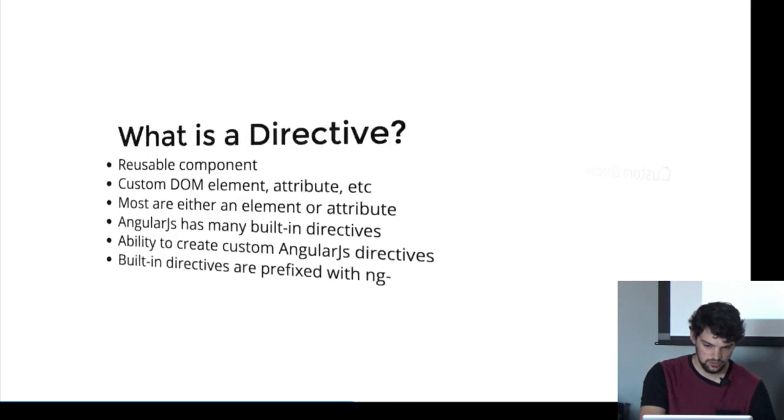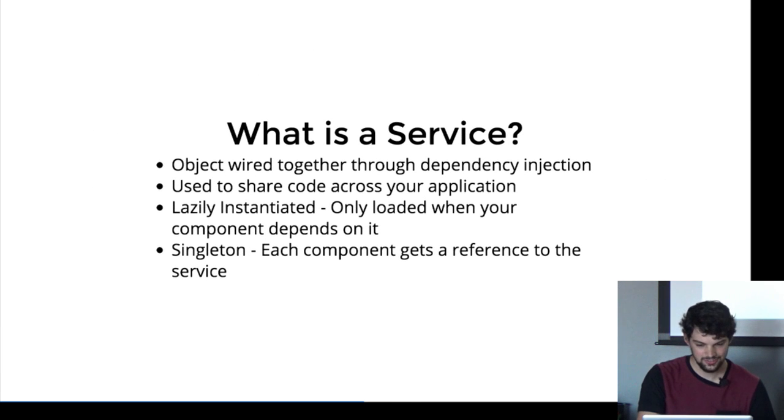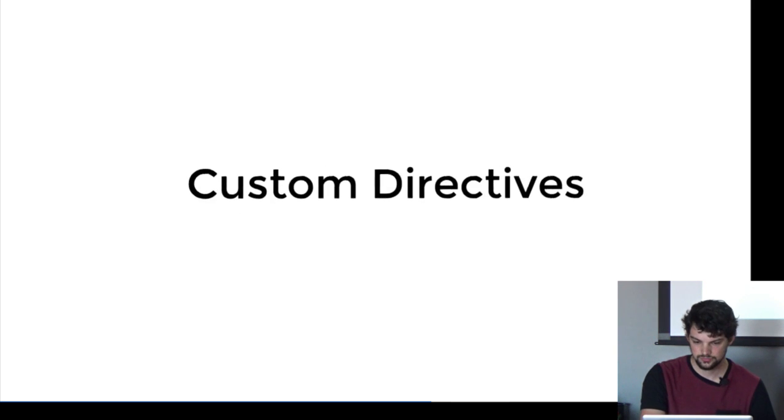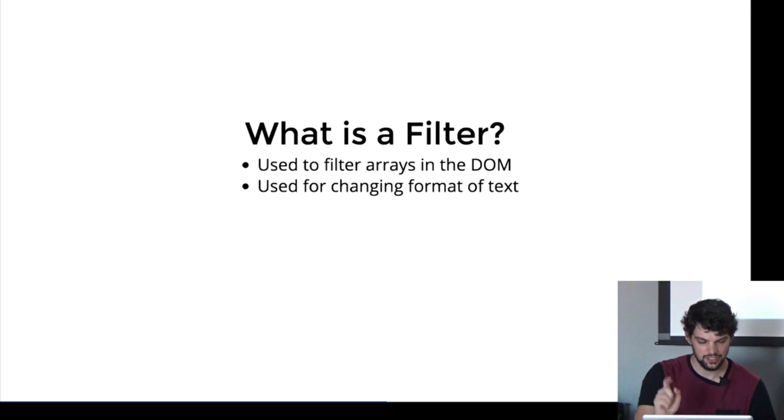And then we talked about services, which are objects wired together through dependency injection. We actually use dependency injection to grab scope and other Angular built-in services. You can use these to share across your application, and you use them only when you need them. It's a singleton, which means that each component gets a reference to that service.